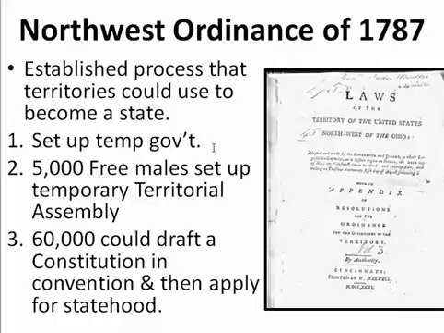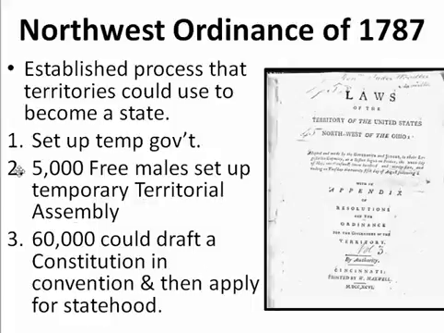Temporary government. The second step: once the population increased to 5,000 free males who could vote in that area, they could set up a temporary territorial assembly. This territorial assembly would make laws, but the governor and Congress had veto power over it. And 5 to 10 names of the people on the territorial assembly would be thrown in there by Congress. Congress would select who would be on this territorial assembly.